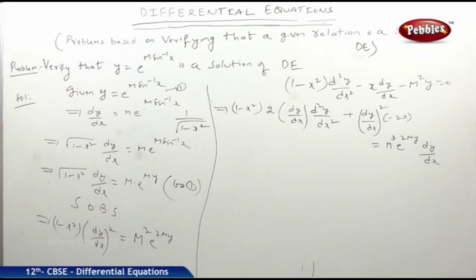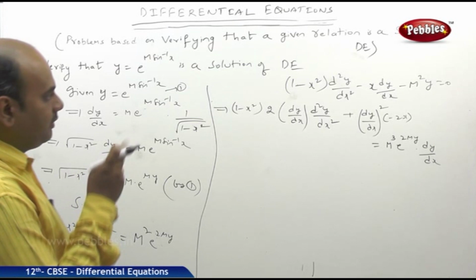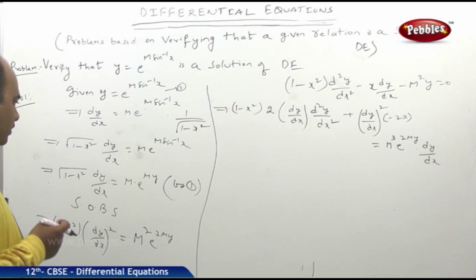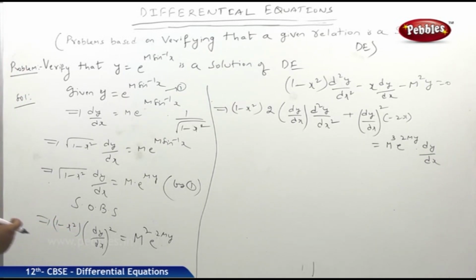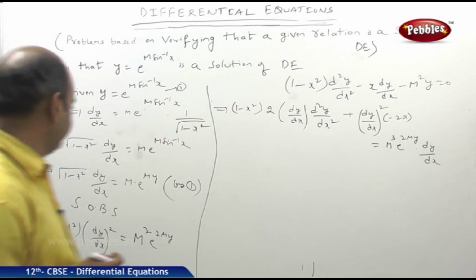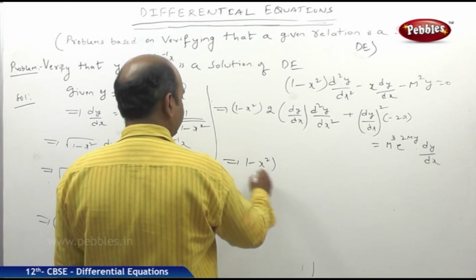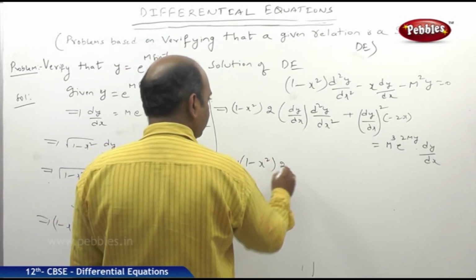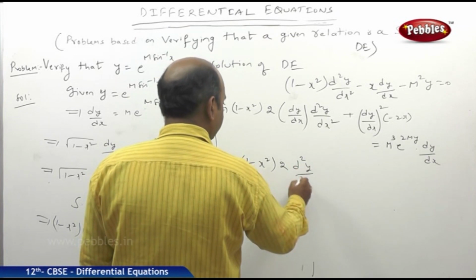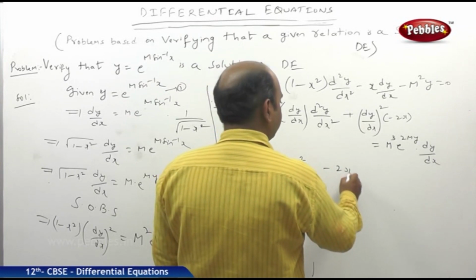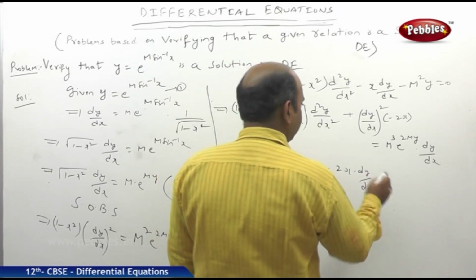So what I will be doing, if you could observe carefully, dy by dx will be common. So if dy by dx is common, all these terms will get cancelled. So 1 minus x square, 1 dy by dx cancels, here 2 will be there. So there remains d square y by dx square, and here also minus 2x into dy by dx remains.